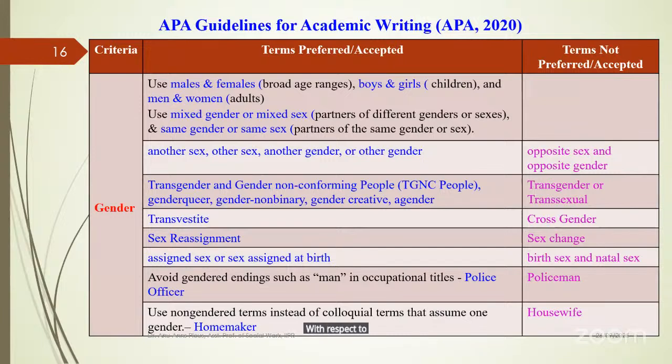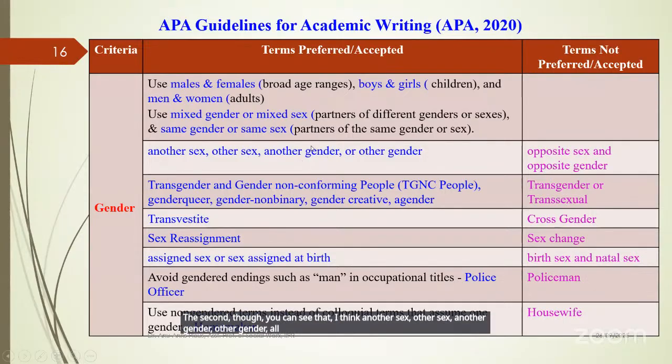With respect to gender, again, there is a set of preferred terms and not preferred terms. I will give one example. In the second row, you can see another sex, another gender, other gender. All those terms are accepted by the research community. But opposite sex, opposite gender are terms which are outdated, and we are not supposed to use them. Again, transgender as a noun and transsexual are outdated. Instead, the broader umbrella term is transgender and gender nonconforming people, TGNC people in abbreviated form, or gender queer, gender non-binary, gender creative, agender. These are the terms which we can use to show our respect to those communities, and these are the terms preferred by those communities also.